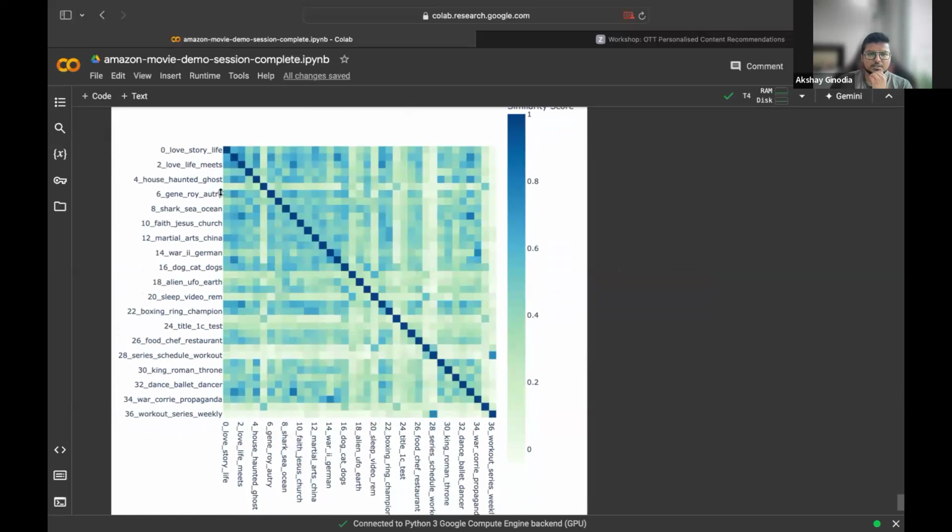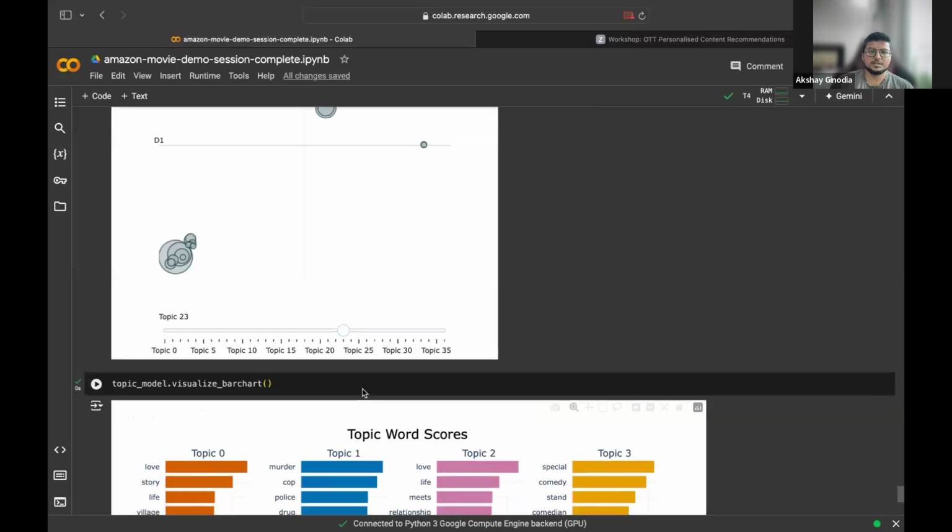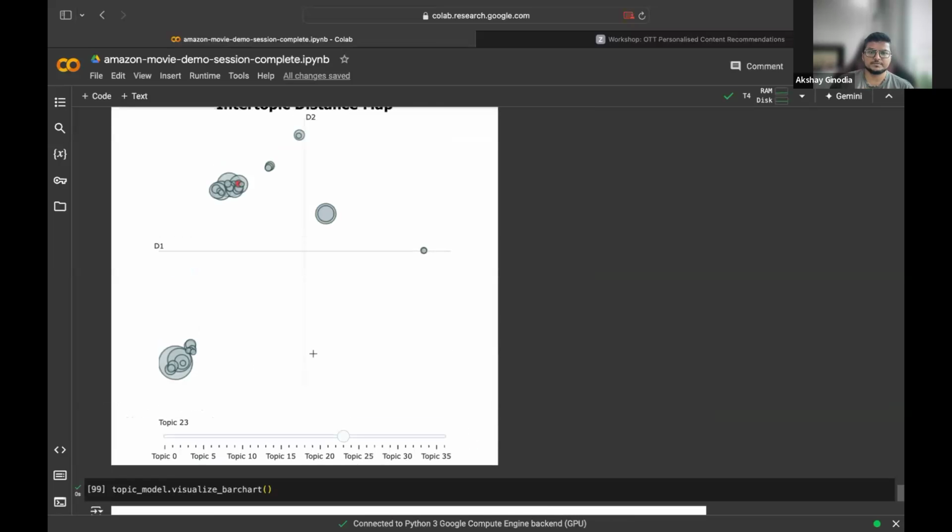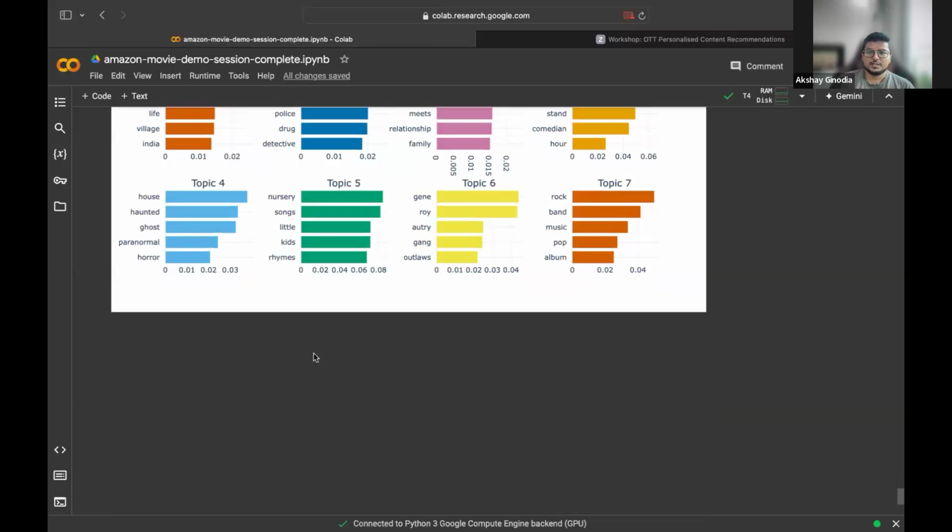Let's say, the diagonal will always be the darkest. That means the biggest synergy is there, because each topic matches with itself. So love story, love life matches with itself and creates the darkest space. But other dark spaces mean there's synergy or similarity between those topics as well, and those topics you would see being clustered around the same space. All right, so that is what it is.